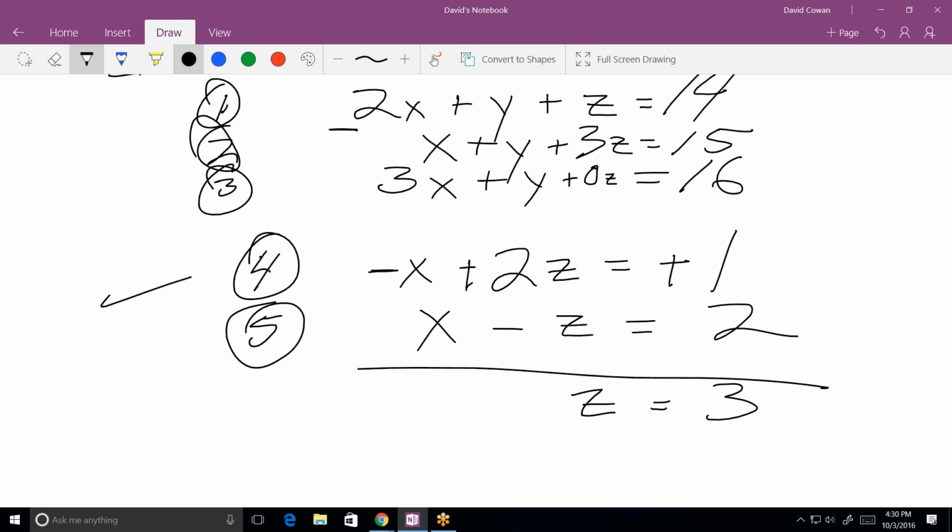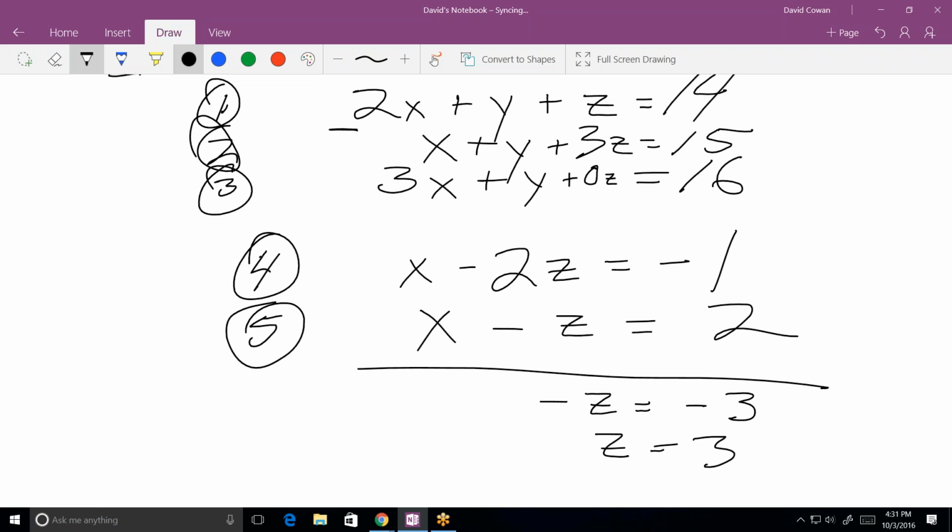But if they come ready served on a platter like that, why not just subtract them? Why take that extra step? Well, if I do 4 minus 5, the x's disappear. Minus 2z minus a minus z gives you minus 1z. And minus 1 minus 2 gives you minus 3, which gives you z equals 3.